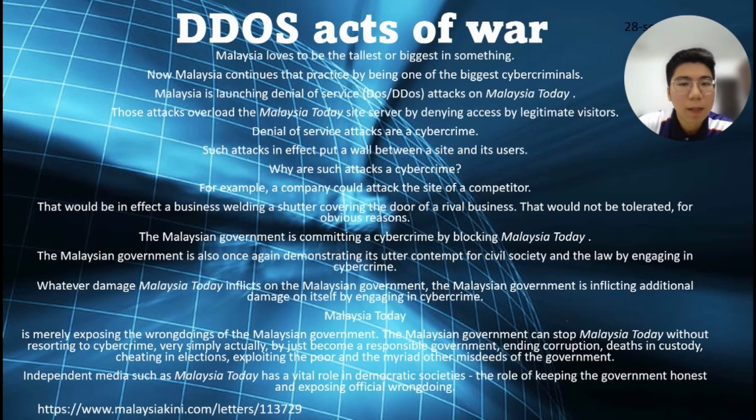The Malaysian government can stop Malaysia Today without resorting to cybercrime, very simply actually, by just becoming a responsible government, ending corruption, conducting fair elections, and ending the exploitation of the poor and the minority. Interpretive media such as Malaysia Today have a vital role in democratic society, the role of keeping the government honest and exposing official wrongdoing.